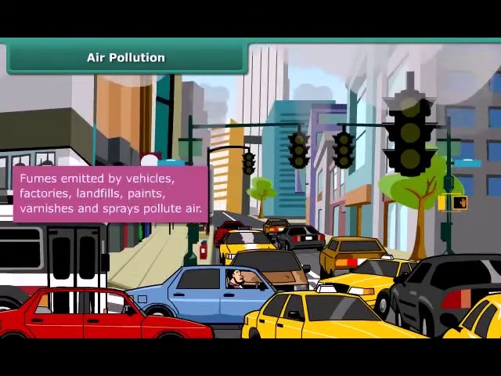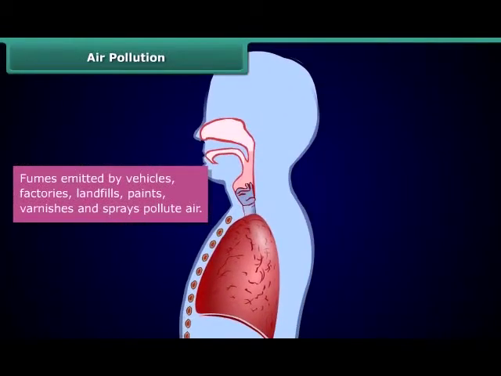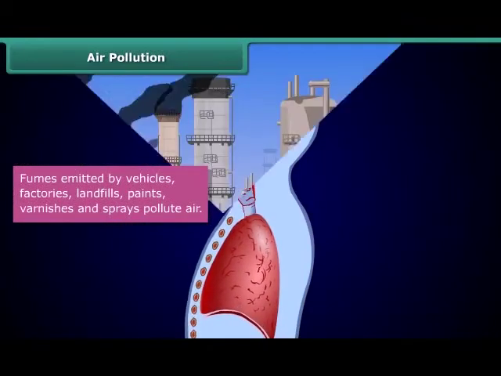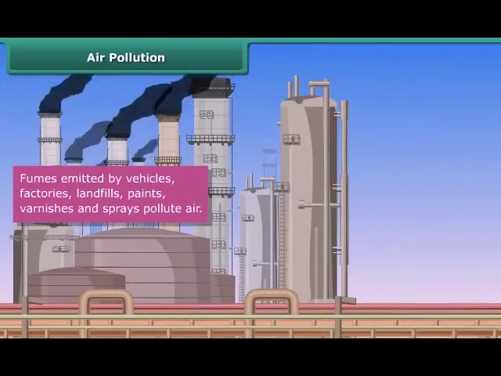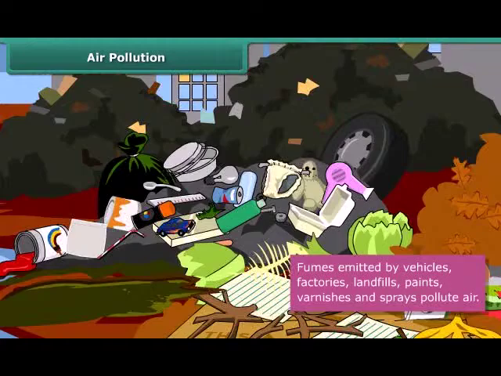The fumes emitted by vehicles pollute air. When inhaled, they irritate the windpipe and the lungs. Air is also polluted by the harmful chemicals emitted by factories. Paints, varnishes, and sprays contain chemicals that pollute air. Landfills where waste is deposited emit harmful gases that also pollute air.